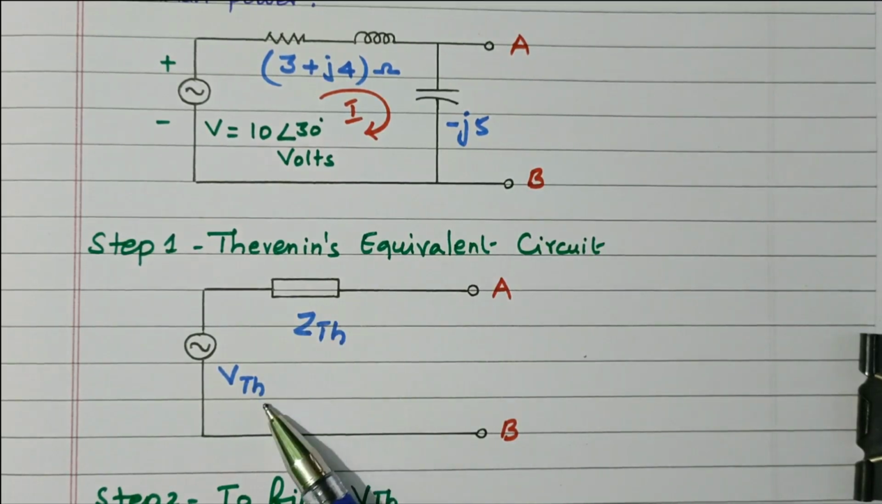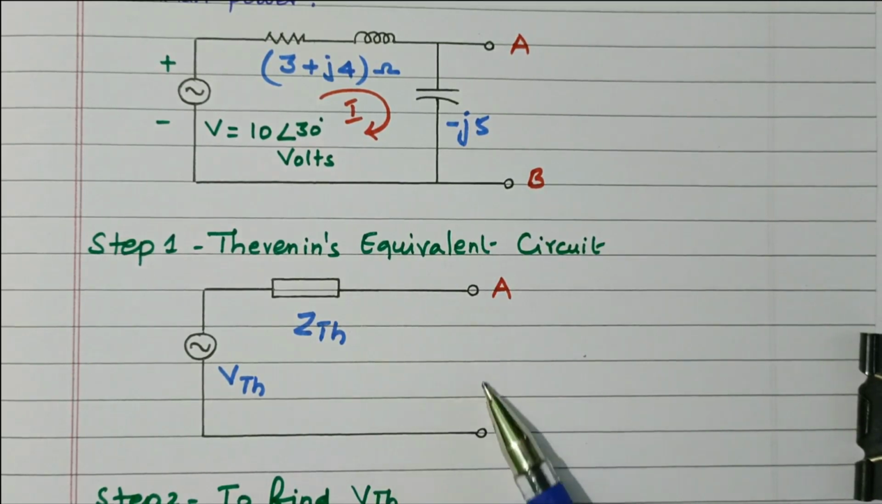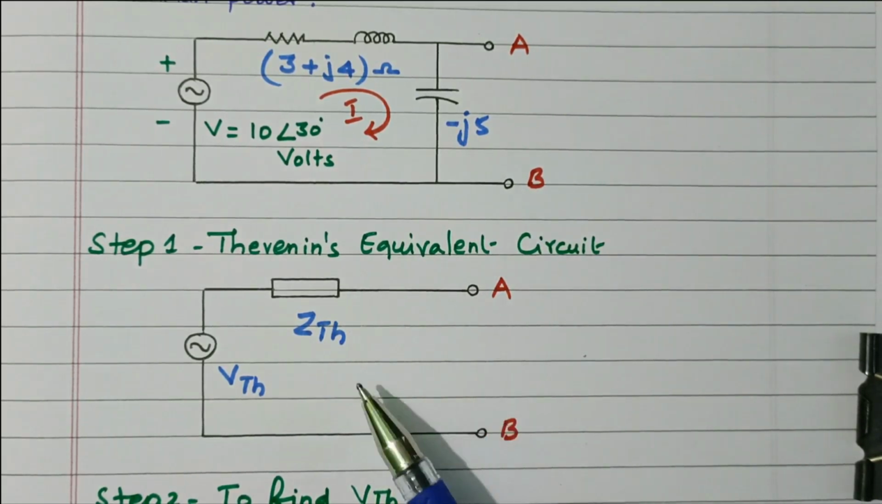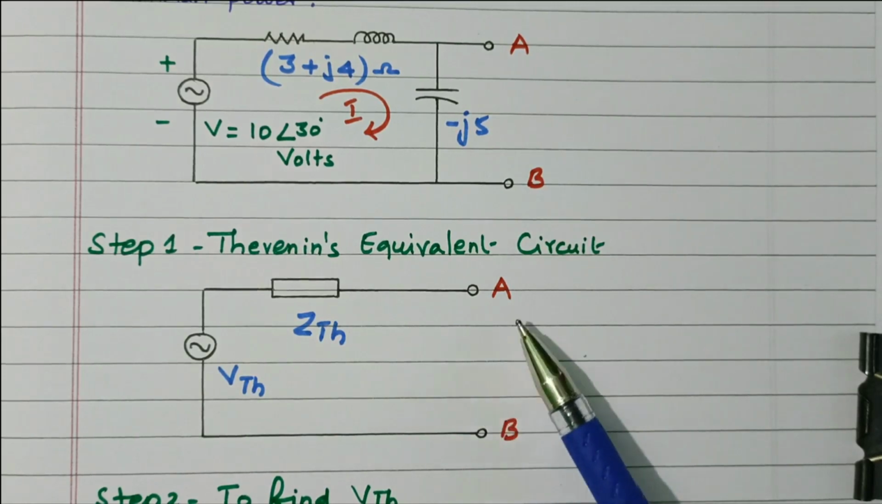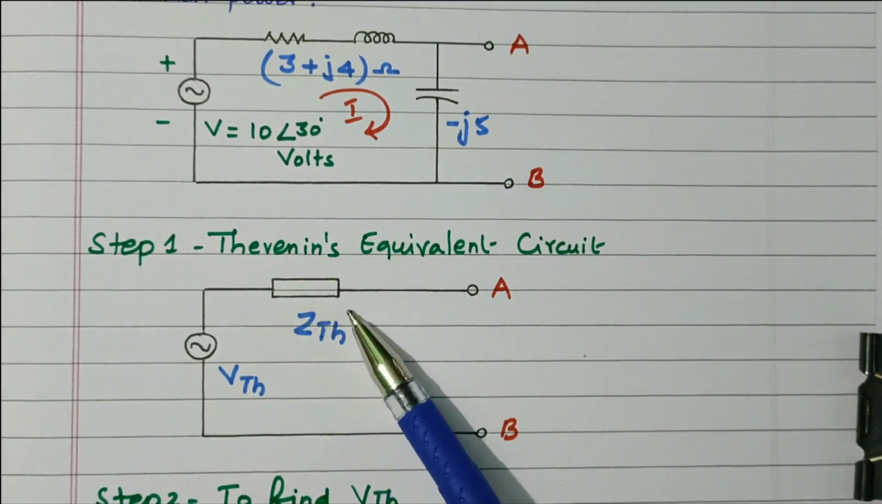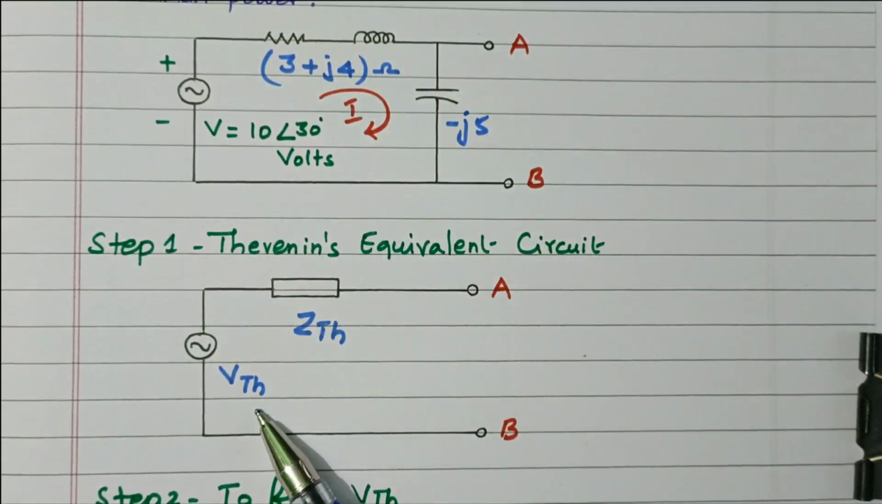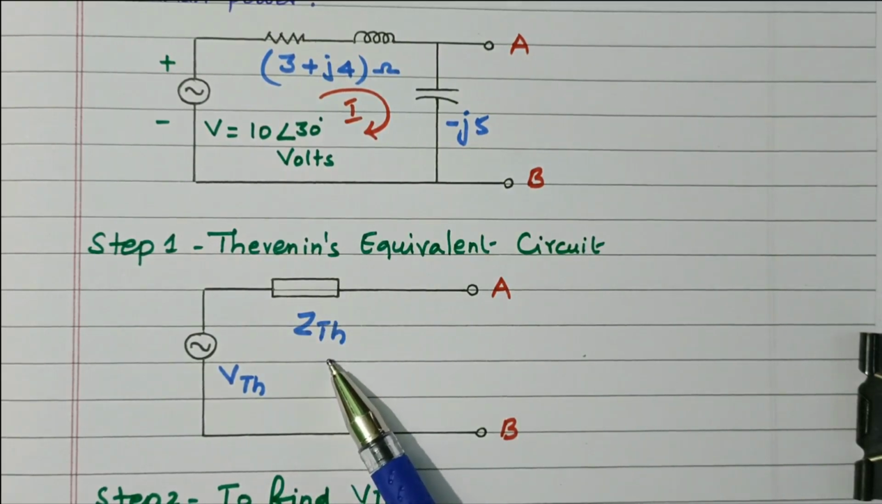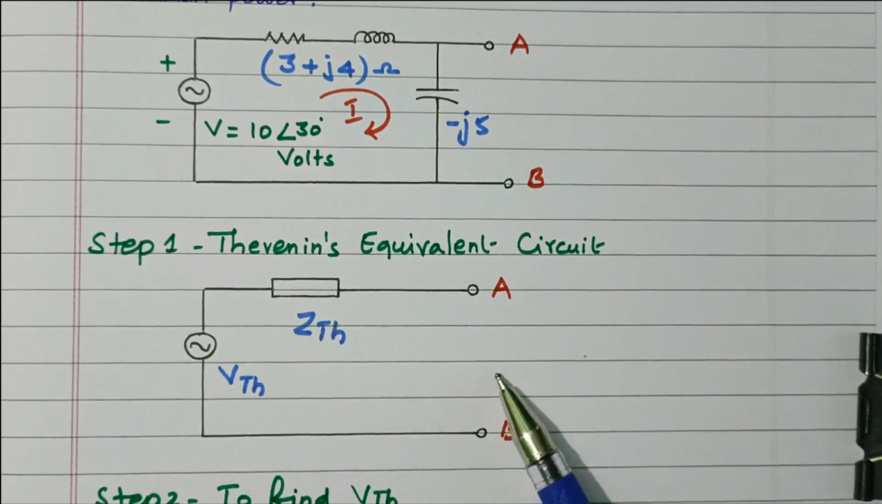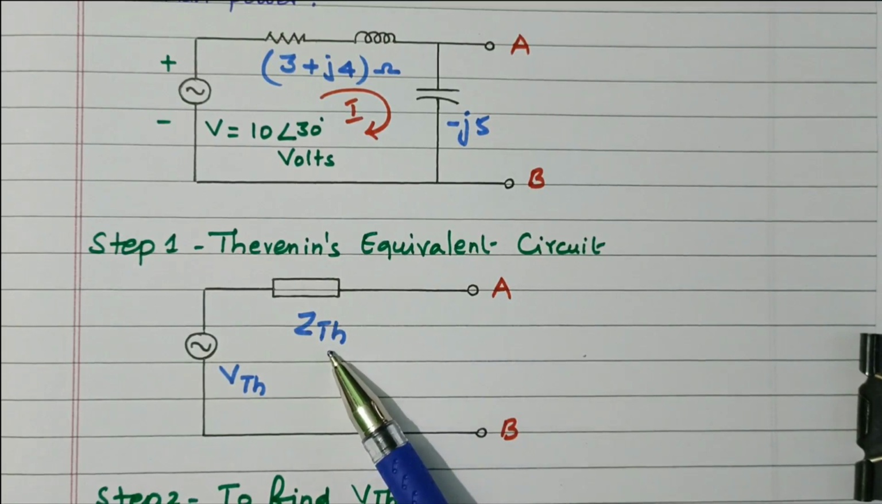By finding this V Thevenin and Z Thevenin, the advantage is that Z Thevenin equals the load impedance, because the condition in the maximum power transfer theorem is that the load impedance equals the internal impedance. This complicated circuit is simplified to one voltage source and an internal impedance. Both are equal, so we can easily calculate the load impedance value, which is nothing but Z Thevenin. That is the advantage of this circuit.